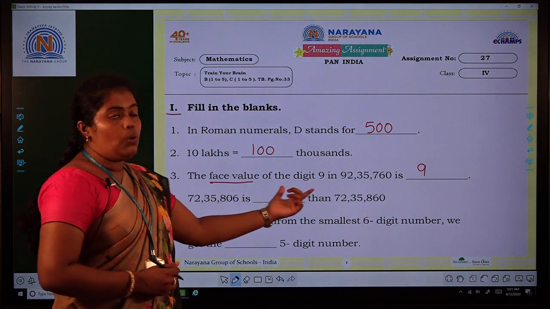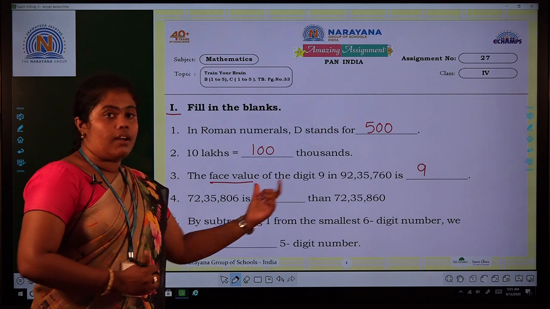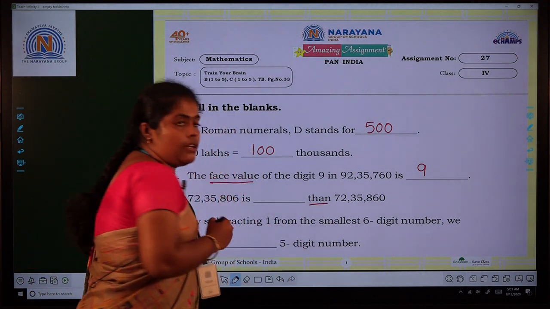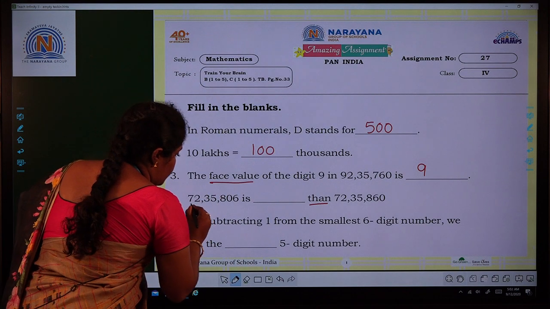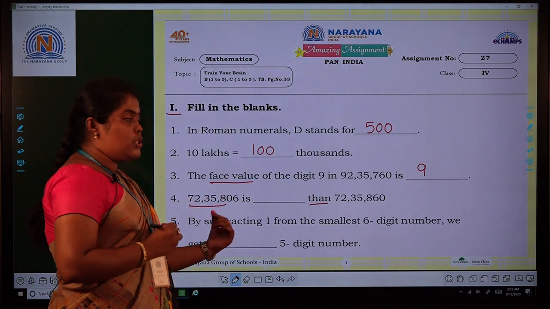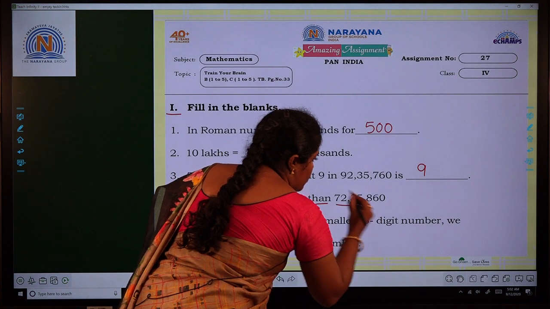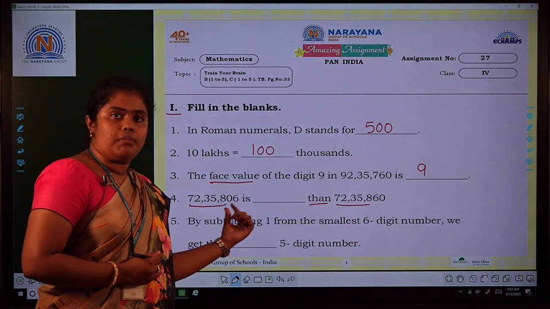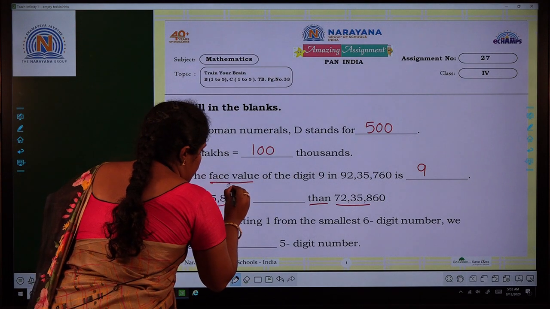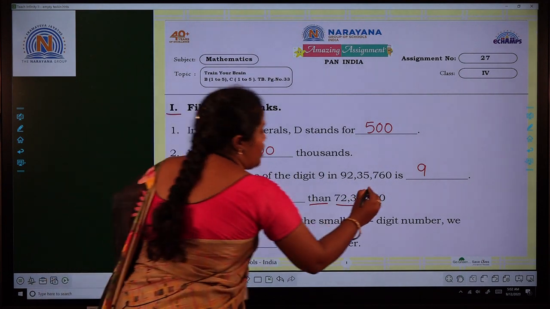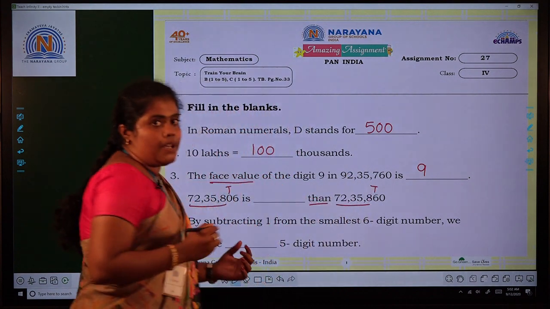Next, they have given two numbers, we have to compare. Here they have given the keyword compare. So, we have to compare the two numbers. Up to hundreds place, these two numbers are equal. So, we have to compare the tens place, the place after hundreds.